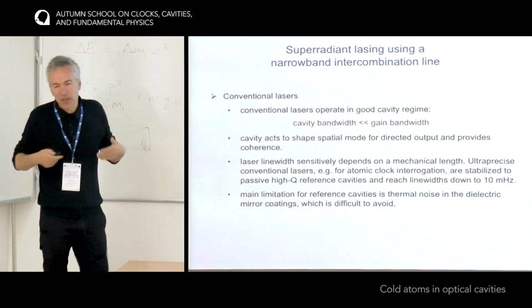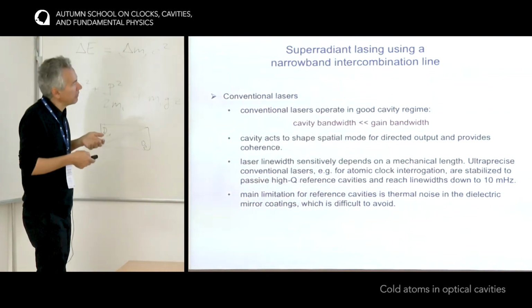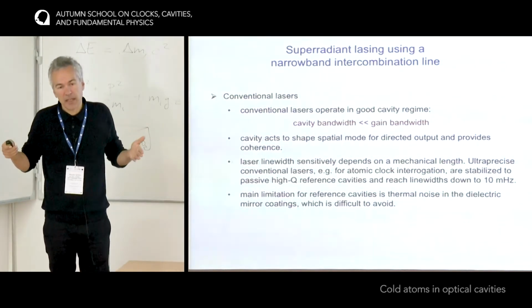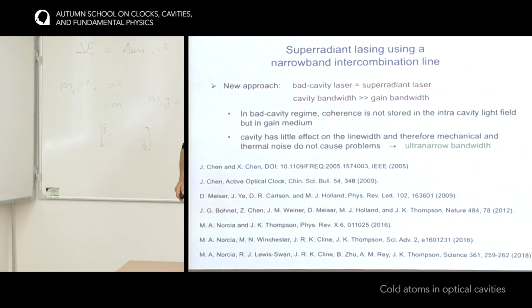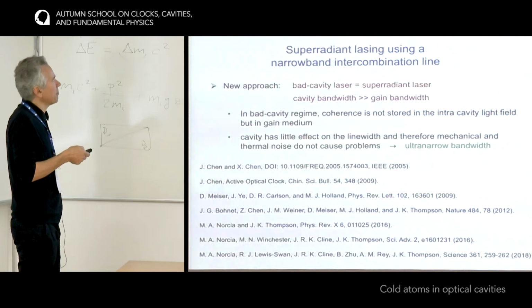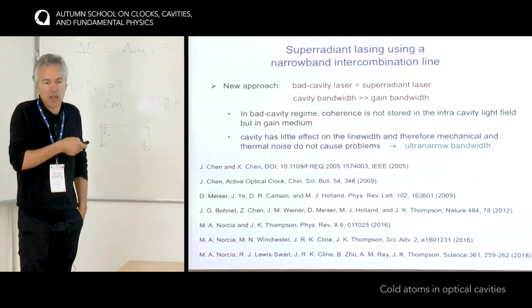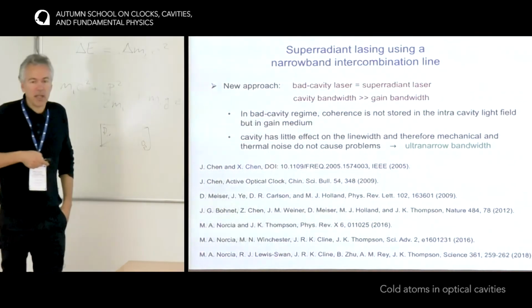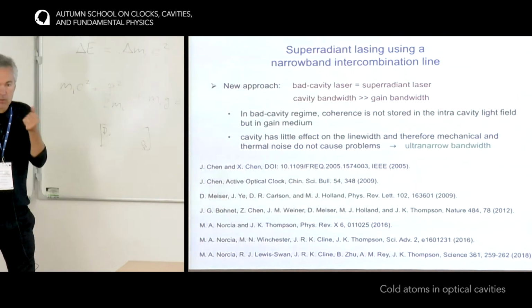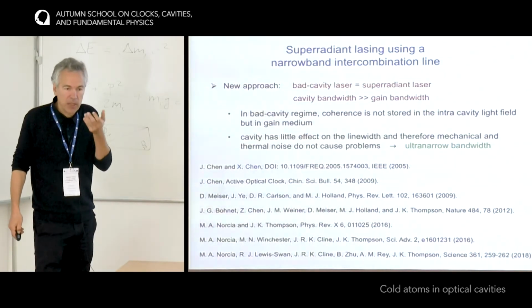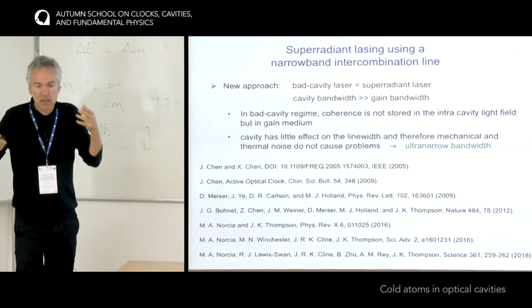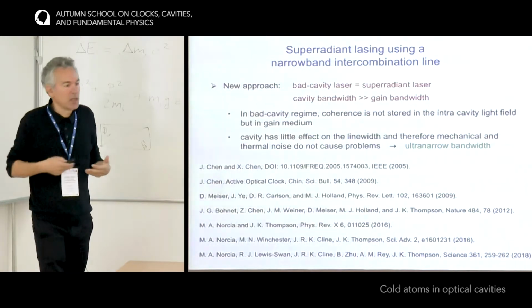Nevertheless, one can dream of following the concept of going to superradiant lasers to maybe be able to have a laser with a frequency that does not depend on a mechanical length. So that's the motivation of going into this. That's this approach where you have, instead of a good cavity laser, a bad cavity laser. And this is basically synonymous to a superradiant laser in my eyes. I don't know whether there's a need for any more fancy definition. In the bad cavity regime, the coherence is stored in the gain medium, so it's the narrow band gain medium that provides coherence. The cavity is still needed to shape the mode and to get a directed beam to have feedback.